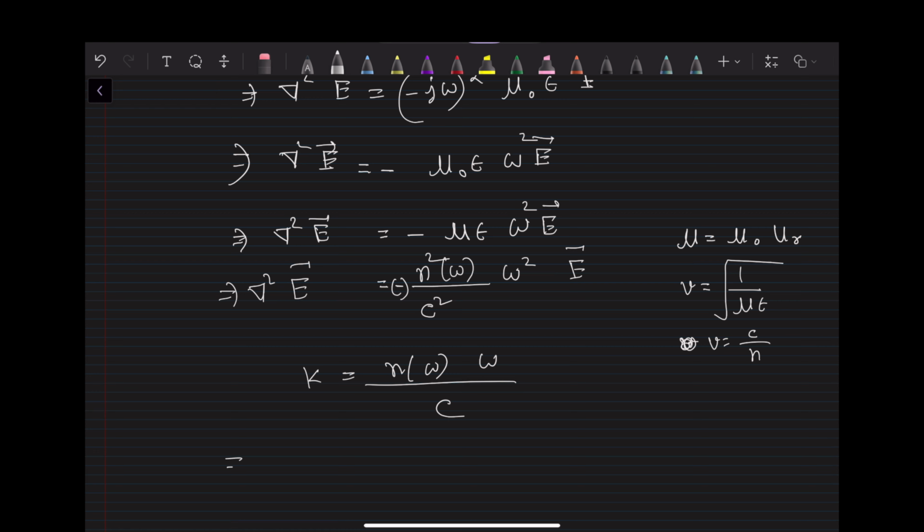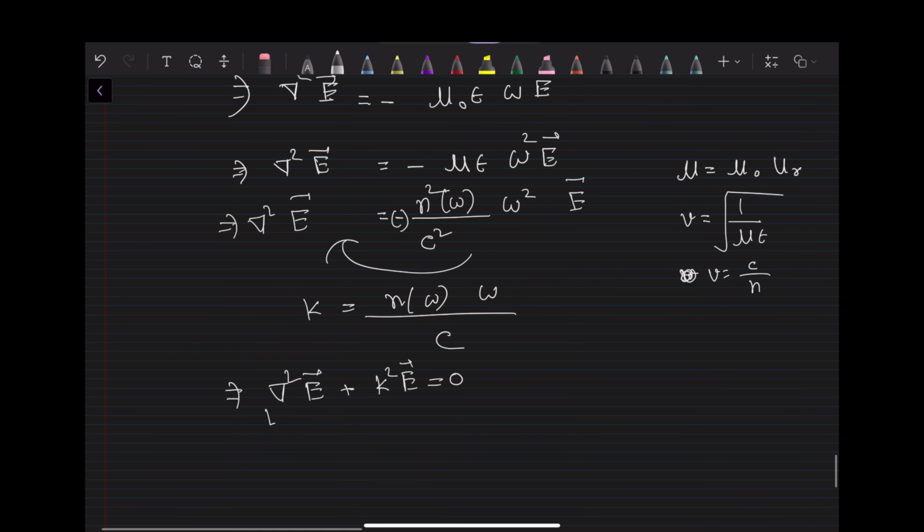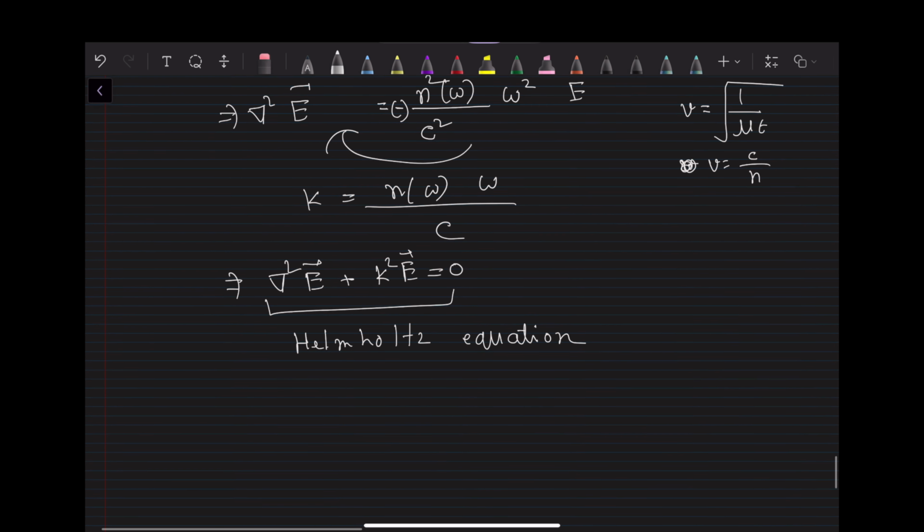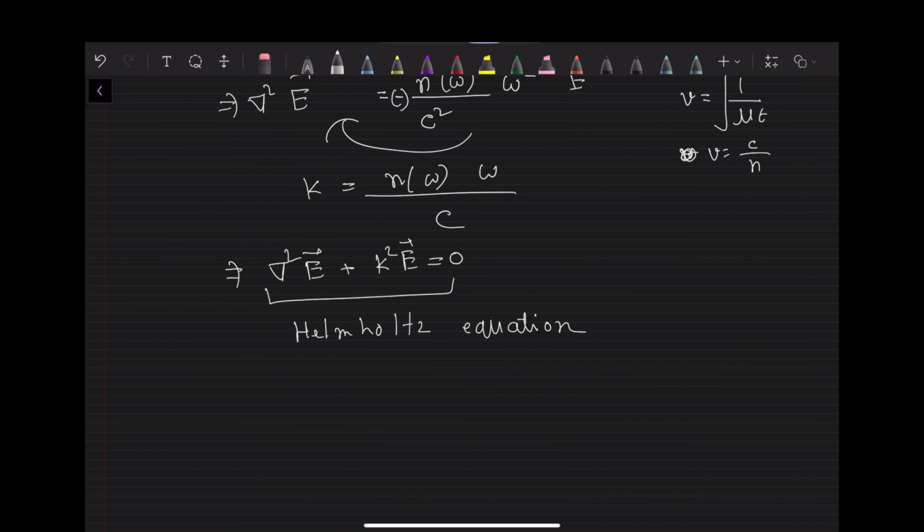So I'll just replace everything with k, and I will take this part on the left hand side. So this is something called the Helmholtz equation. There is no time term, so it's the time independent version of the wave equation. So, the time independent wave equation.